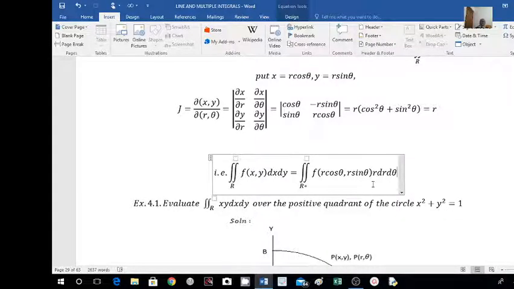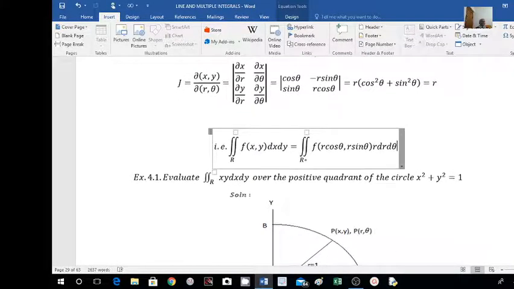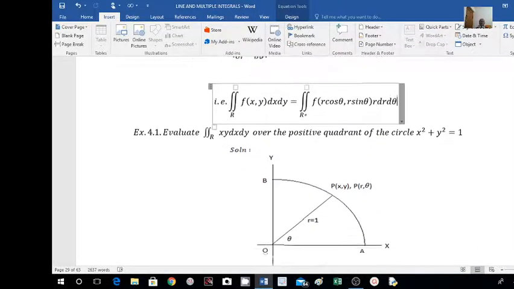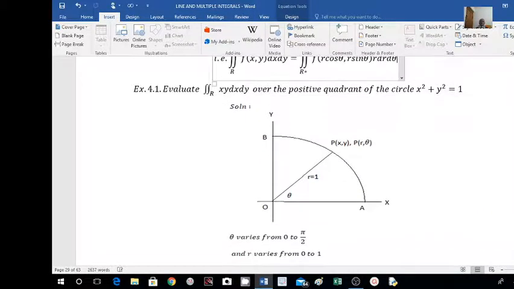Okay, come to an example. Evaluate the double integral over R of xy dx dy over the positive quadrant of the circle x square plus y square equal to 1, changing to polar coordinates. Now here, x square plus y square equal to 1 is a circle whose center is at the origin and radius equal to 1.